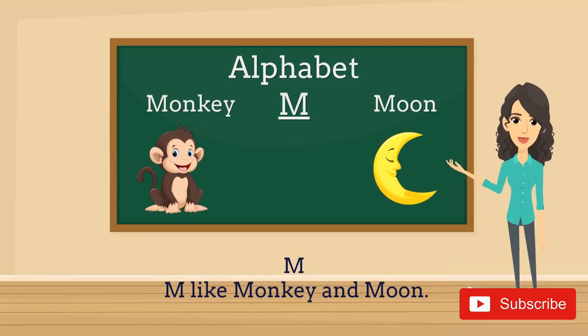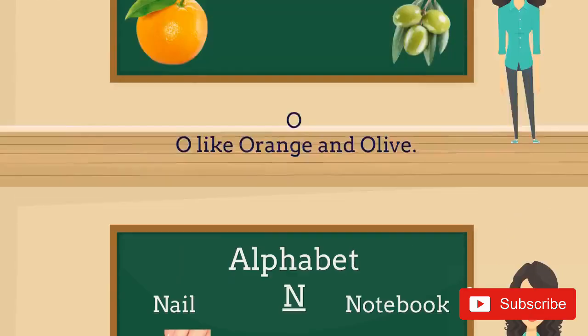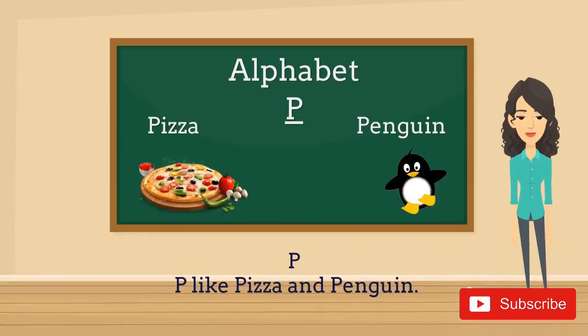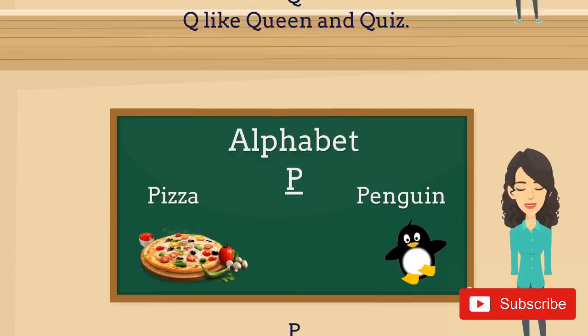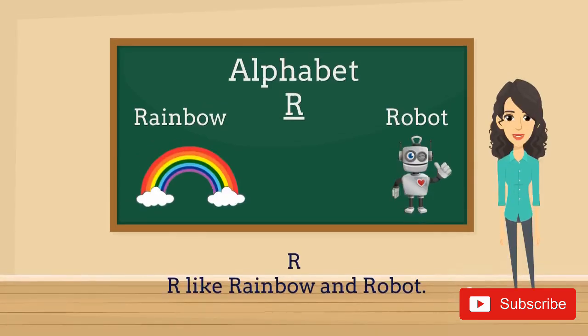M. M like monkey and moon. N. N like nail and notebook. O. O like orange and olive. P. P like pizza and penguin. Q. Q like queen and quiz. R. R like rainbow and robot.